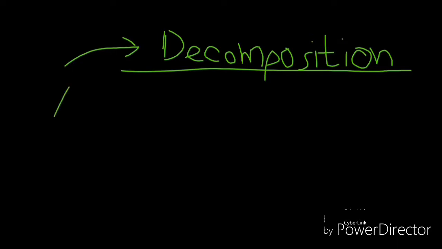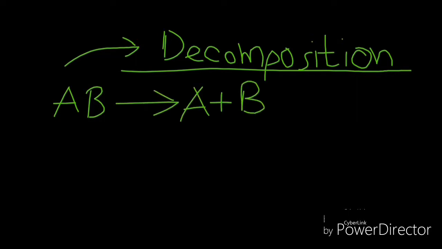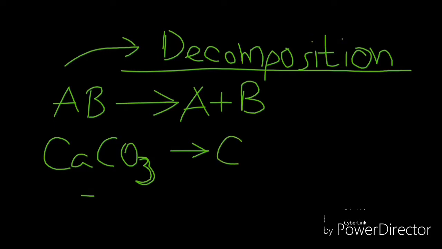So if we write this as a formula, this will be like this: AB is A plus B. You see, that is actually the opposite of addition reaction, right? So what are the examples of decomposition reaction? Suppose you have calcium carbonate, CaCO3. So this is the complete compound. When you heat this compound, it will divide into two things, calcium oxide and CO2 gas. This is simply the decomposition reaction.